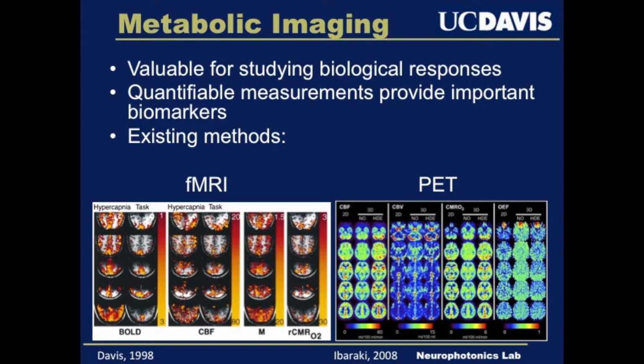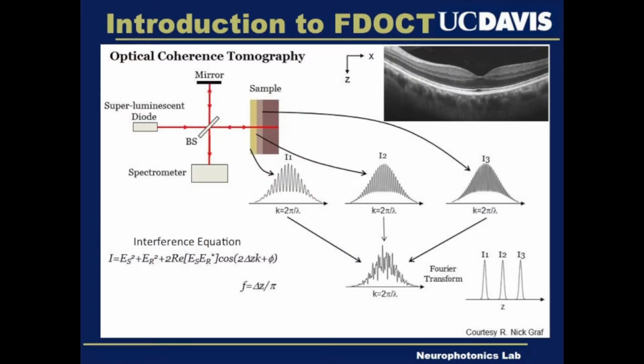And so, because it's such an important topic, methods have already been developed using fMRI and PET to perform metabolic imaging. But this is great for larger scale imaging. If you want to look at the level of individual blood vessels, at the oxygen saturation and the blood flow within individual vessels, you need to move to a different modality. So that's why we use optical coherence tomography.